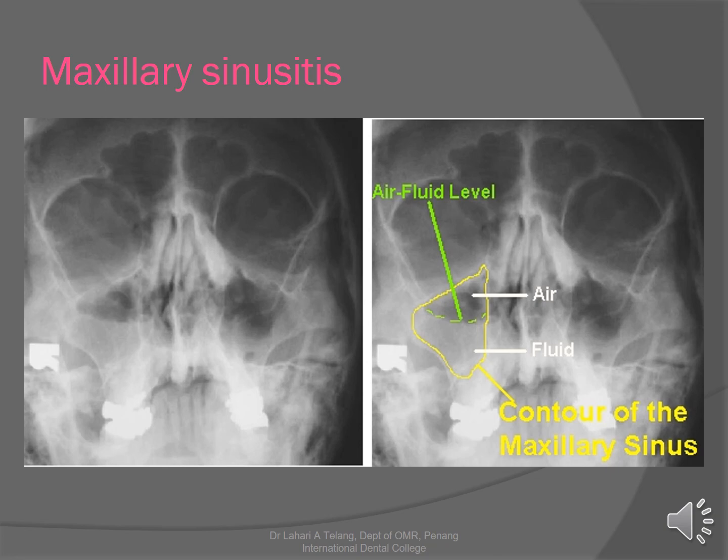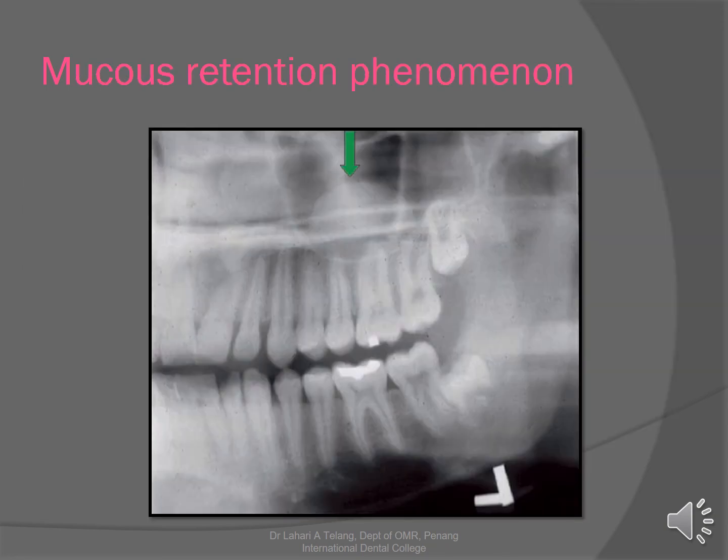So that is how you're seeing that the fluid meniscus is very clearly appreciated, but it's not always that you see such a nice clear appearance. Sometimes this could be missed, and early sinusitis may not manifest with such nice radiographic findings. So the yellow part is the contour of the maxillary sinus, and the green arrow is pointing towards the air fluid level. So this is an example of maxillary sinusitis.